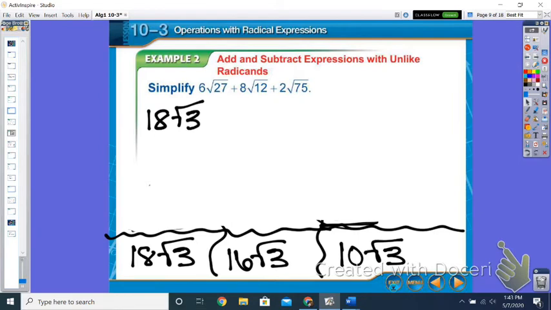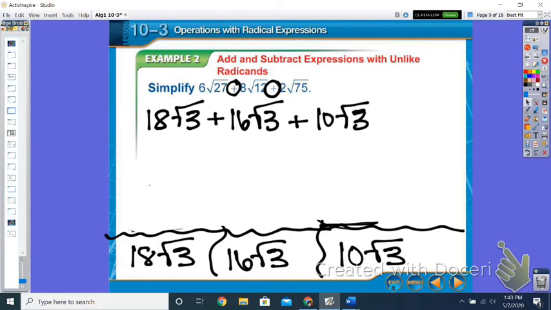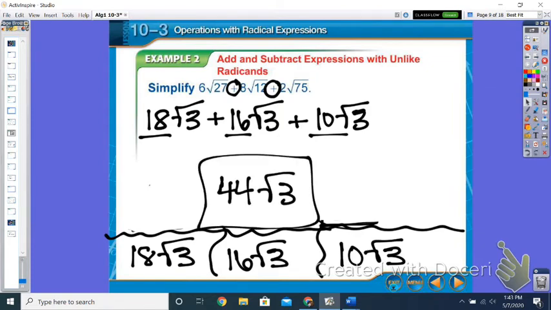So it's 18 root 3 plus, because of that plus, 16 root 3 plus, because of that plus, 10 root 3. So we're just adding everything. So all I need to do is take 18 plus 16 plus 10, and then I'll put a root 3 on it. So 18 plus 16 is 34, plus 10 is 44. So it should be 44 root 3 as my final answer.